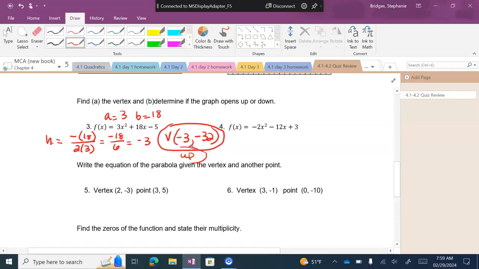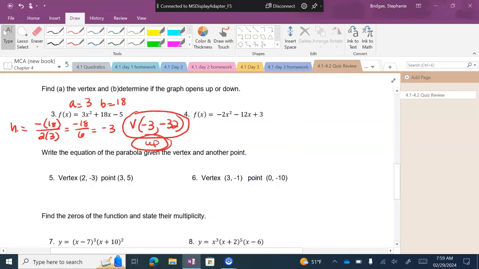Yes, ma'am. I did 27 minus 54, which gave me the negative 27. This is the standard form, yeah. H is the vertex, the X value of the vertex, yeah. Is everybody okay with that one?